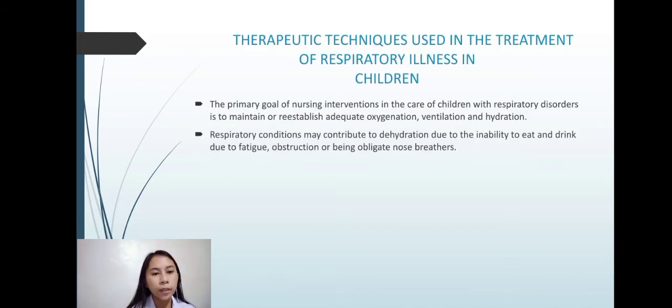And now the therapeutic techniques used in the treatment of respiratory illness in children. The primary goals of nursing interventions in the care of children with respiratory disorders are to maintain or establish adequate oxygenation, ventilation, and hydration. Respiratory conditions may contribute to dehydration due to the inability to eat and drink because of fatigue. So obstructions, or being obligate nose breathers.